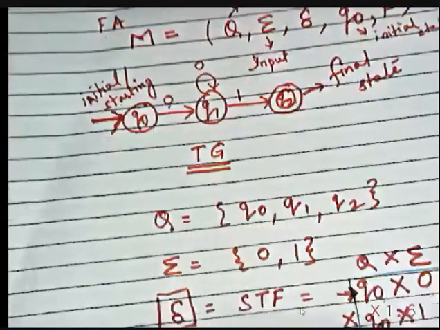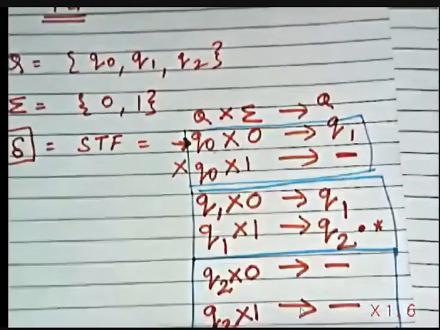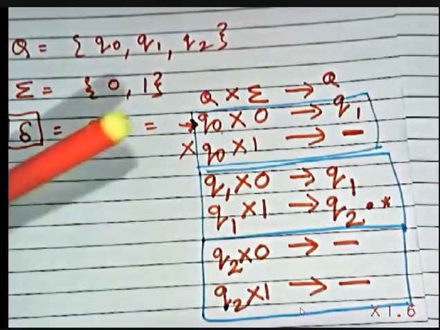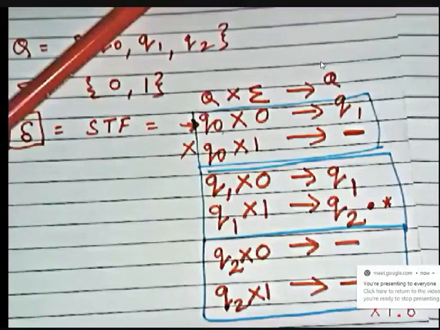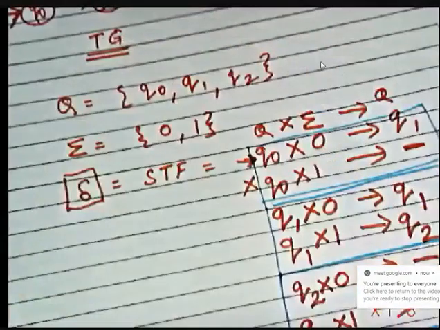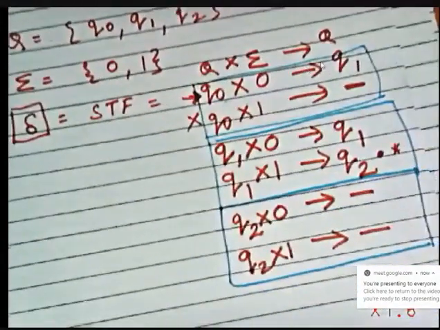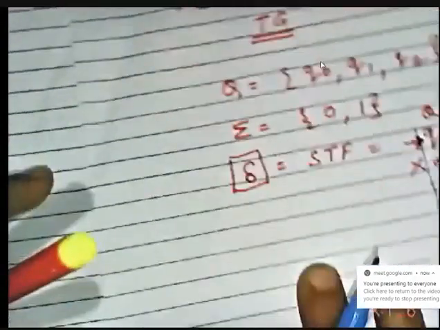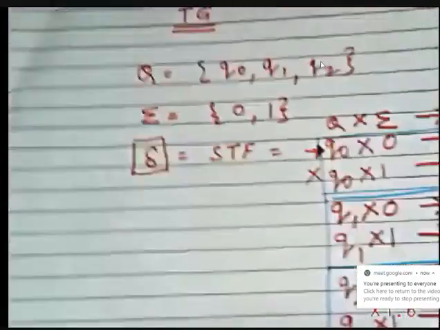So once I am clear with this, I can easily prepare the delta function. So now, can I say that my delta function is ready with all this discussion from a given finite automata? So I will draw this now. My delta function will look like this.